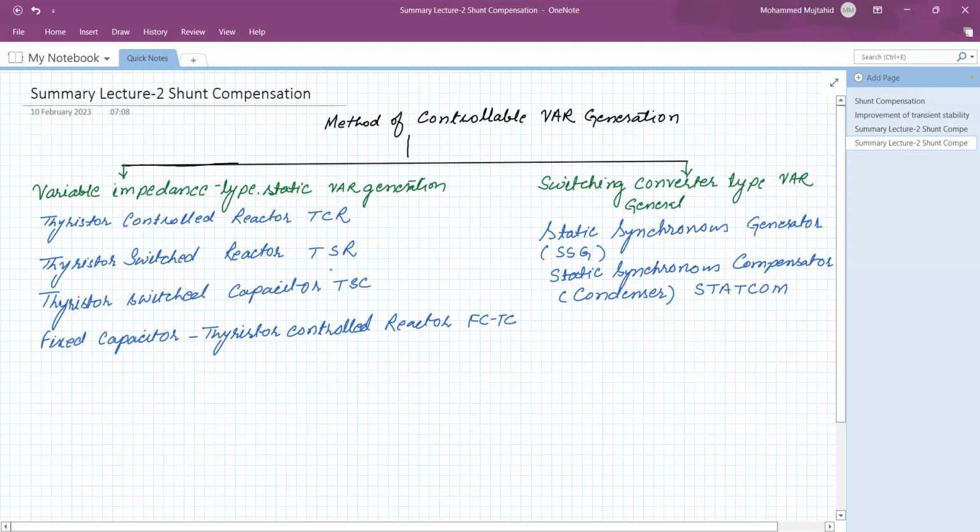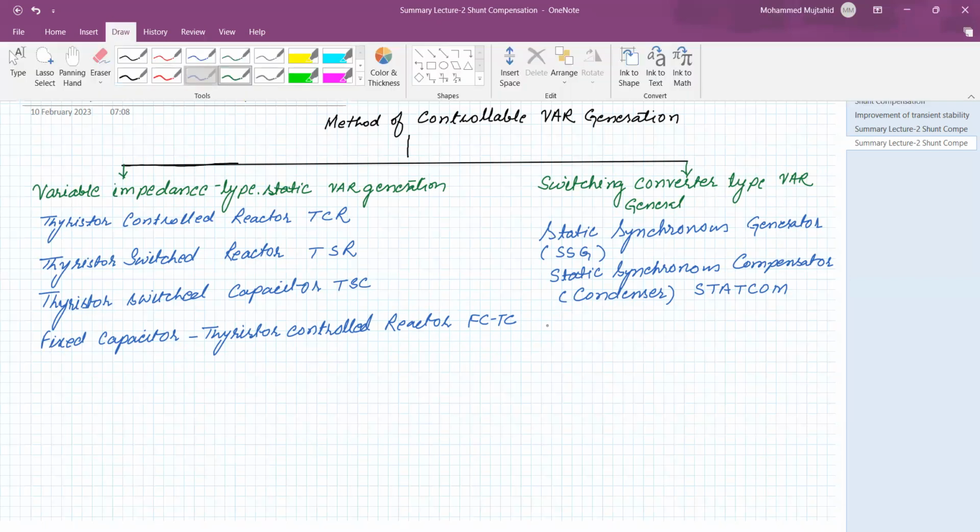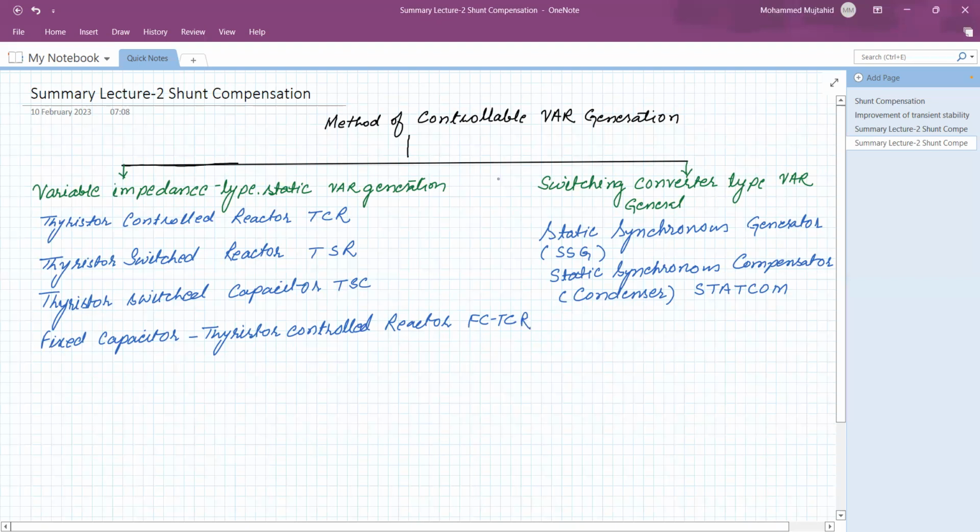As the thyristor switched capacitor is switched, it varies in steps. There is one more method that is called fixed capacitor thyristor controlled reactor, a combination of a fixed capacitor and a thyristor controlled reactor. So this is the thyristor controlled reactor. Whereas the second method is the switching converter type VAR generation. Here, instead of using the inductor and capacitor, switching converters are used to generate and absorb the reactive power.